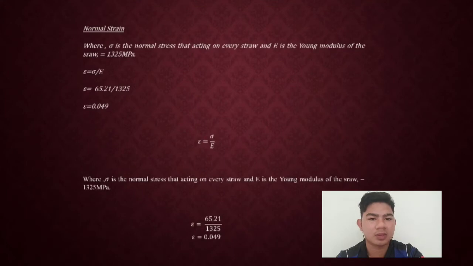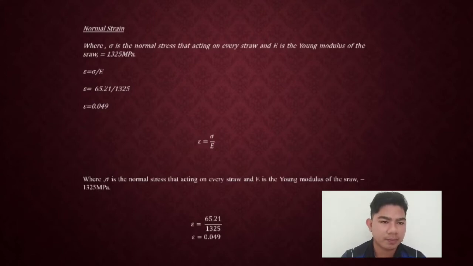Next is normal strain. Our tower is made from straw. As we know, straw is made from polypropylene. Polypropylene is a thermoplastic polymer. It's used to make the most common type of drinking straw. This plastic is well known for its strength, lightness, and inexpensive cost of manufacture.